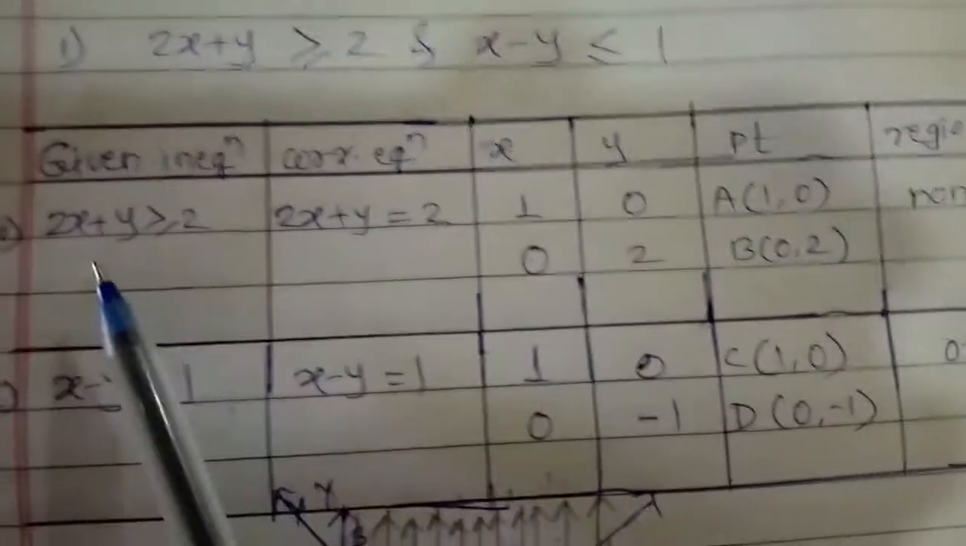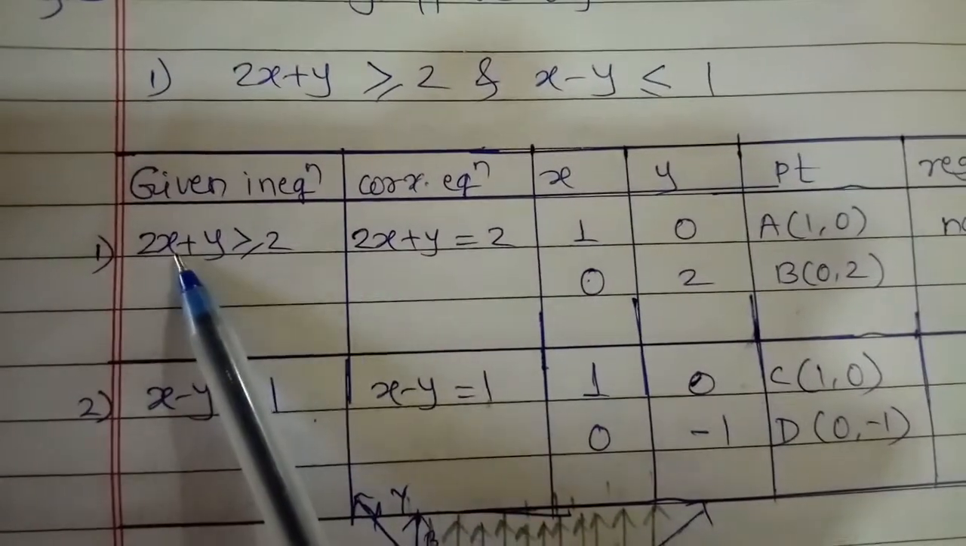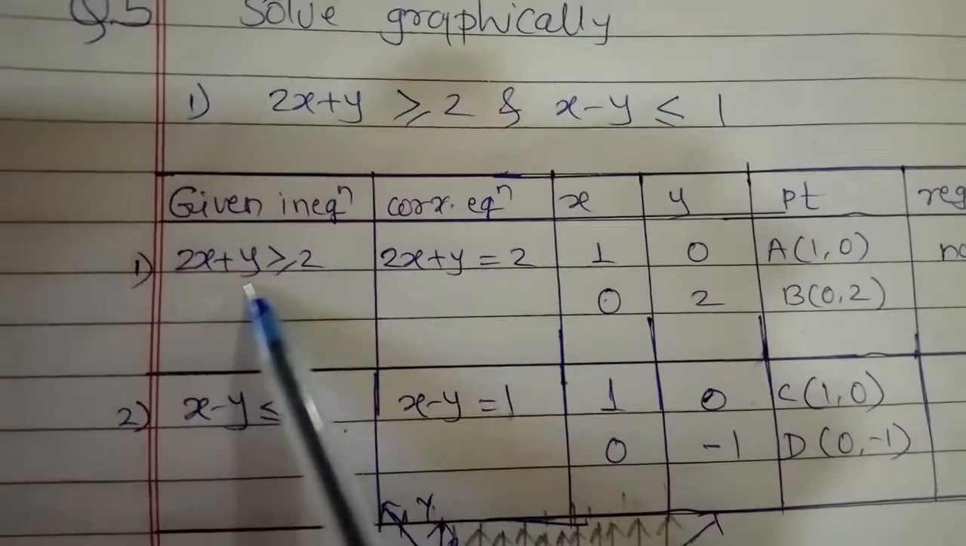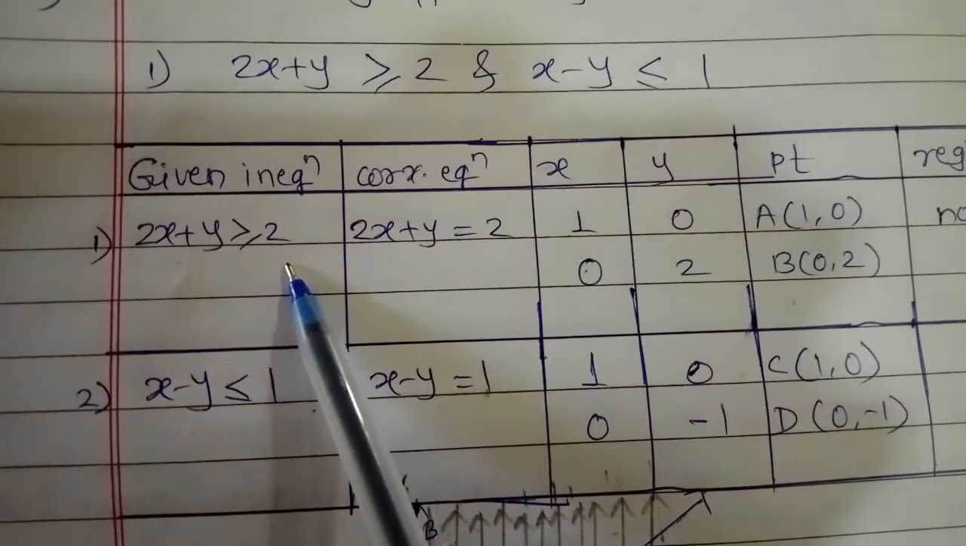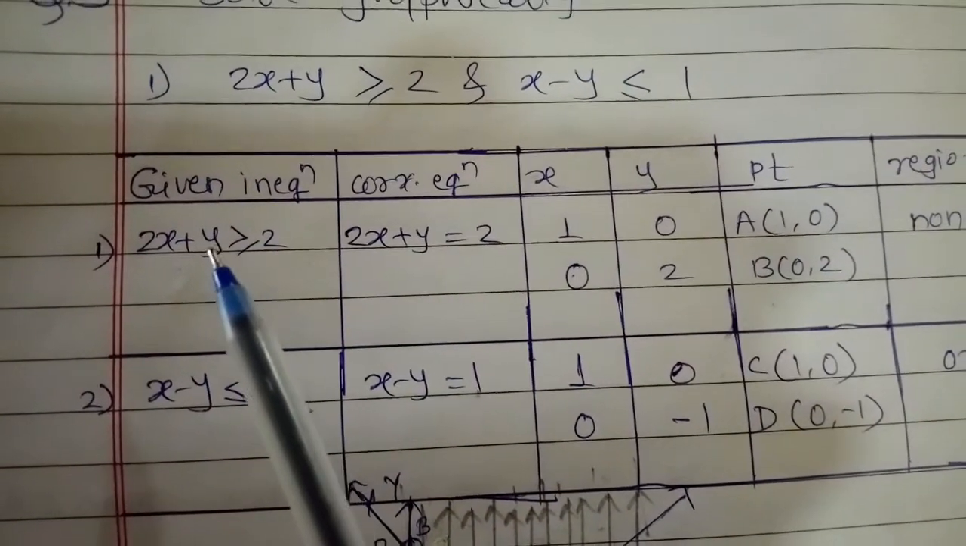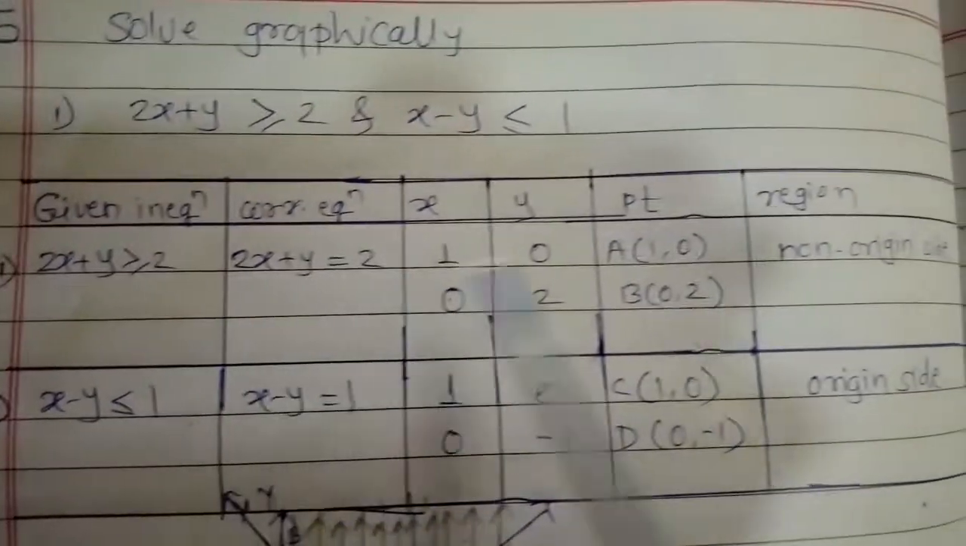Now see here, again we have to put down the coordinates of the origin, that is x is equal to 0 and y is equal to 0. So we get 0 here. So 0 is greater than or equal to 2. Is it true? It's not true, and so we have to draw the arrows on the non-origin side.